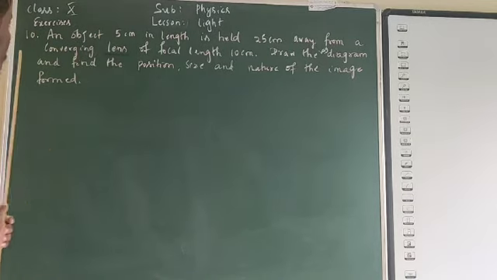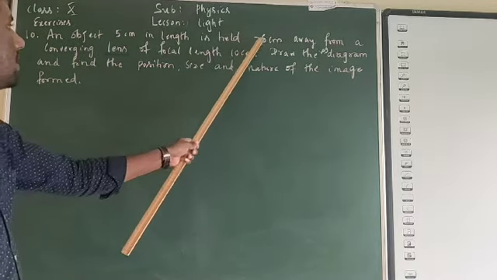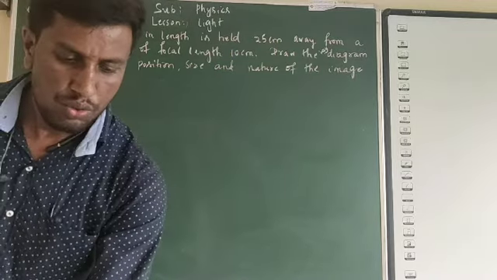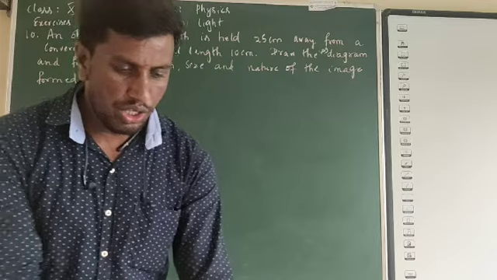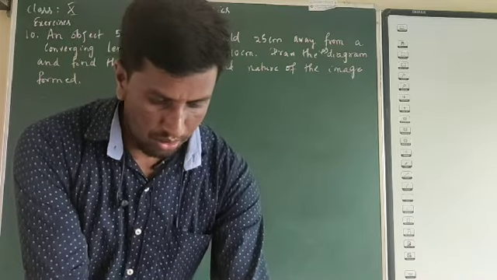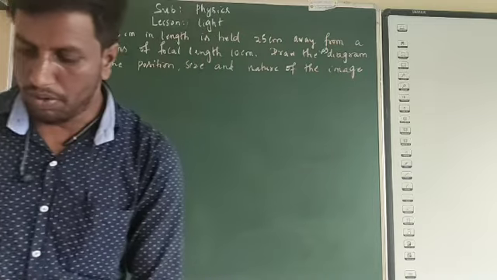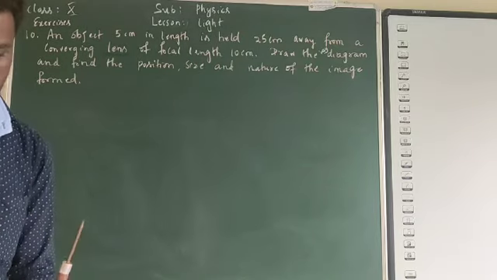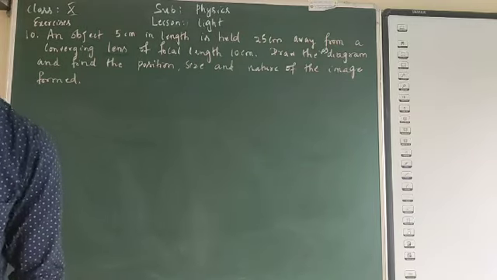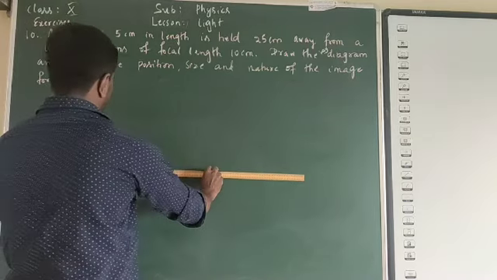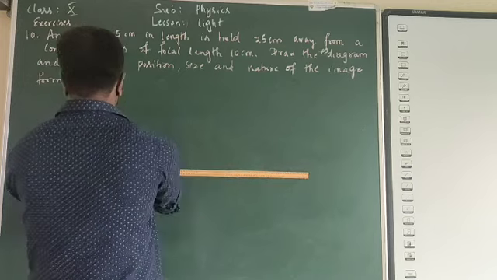So how much is it? 5 centimeter. The focal length will be 10 centimeter, right? So we'll take 20, and we'll mark it for 40. Initially, we'll draw the reference line.